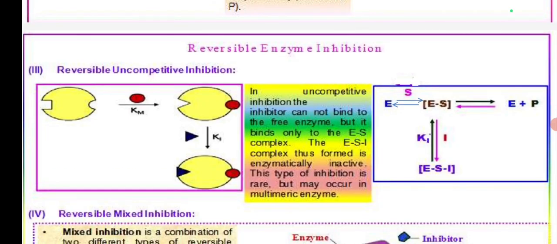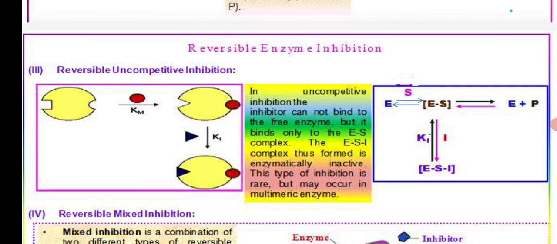Third, under the reversible category, uncompetitive inhibition. In uncompetitive inhibition, the inhibitor cannot bind to the free enzyme; this type of inhibitor only binds with the enzyme substrate complex. The enzyme substrate inhibitor complex thus formed is an enzymatically inactive form. This type of inhibition is rare but may occur in multimeric enzyme reactions.